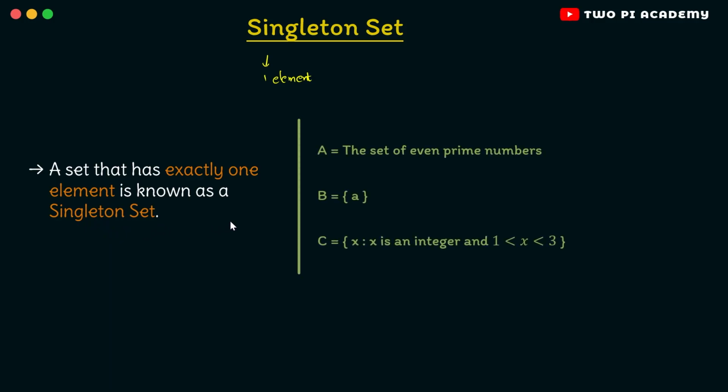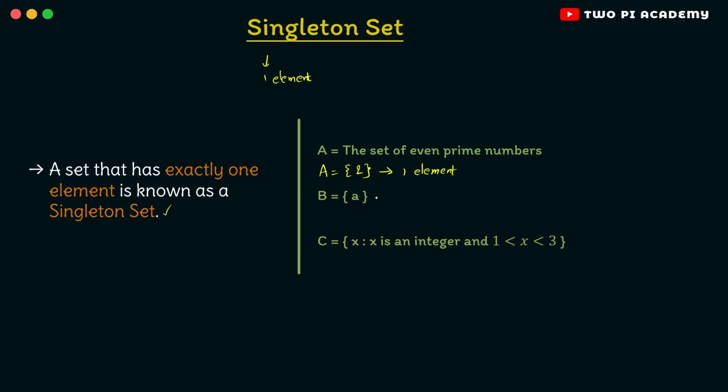So let us take some examples. The set of even prime numbers. What are the even prime numbers? We all know that the only even prime number is 2, right? So this is the set capital A. And as you can see, this has just one element. So this is a singleton set.